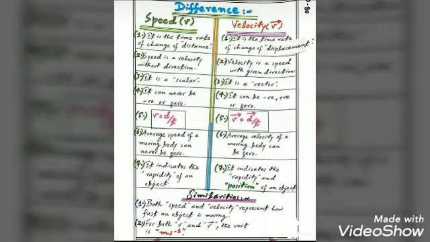Speed v is equal to d by t, but velocity is mentioned by vector v is equal to the displacement vector d by t. So the average speed of a moving body can never be zero. Average velocity of a moving body can be zero. Speed indicates the rapidity of an object, whereas velocity indicates the rapidity and position of an object.